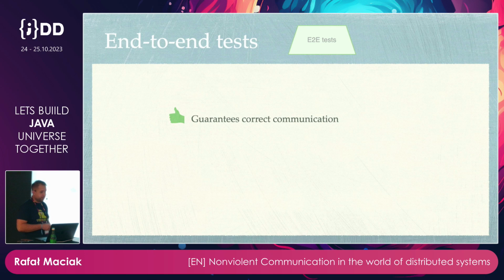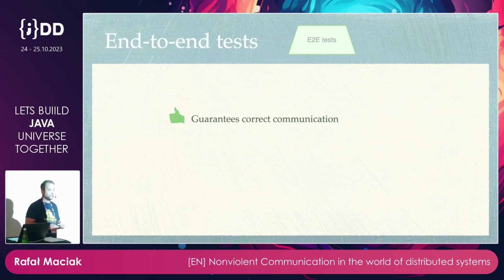And end-to-end tests are cool in the context of communication because they guarantee the communication correctness. How is it done? If we execute the real business scenario against the environment with all our services, and we check whether all the expectations were met, we may be sure that under the hood, the services communicated correctly.